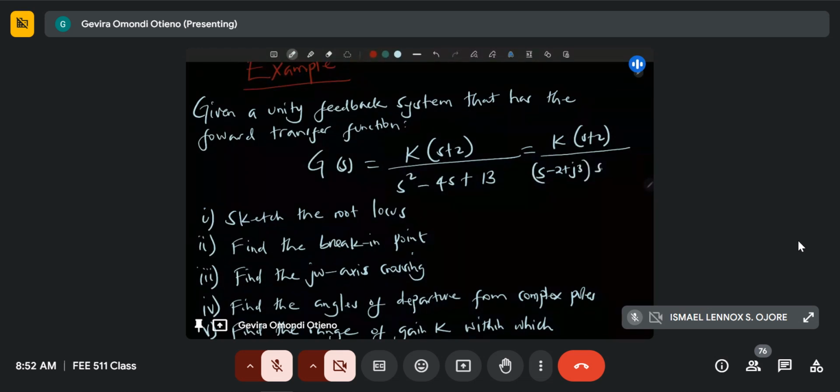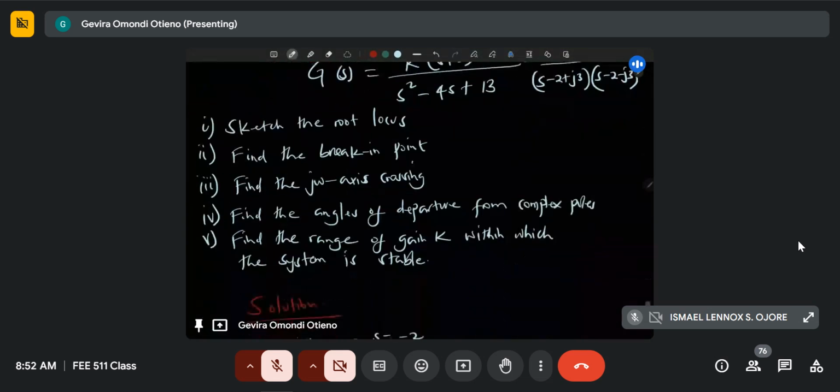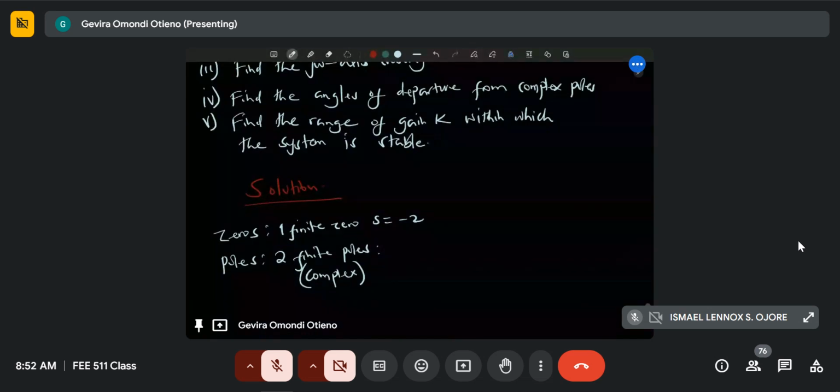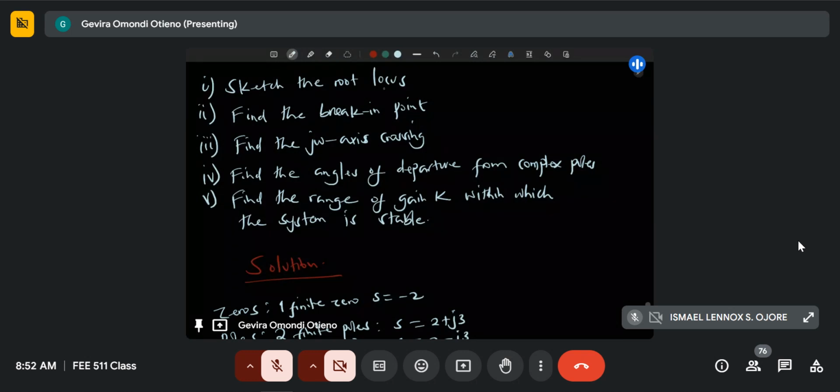And then you have S minus 2 minus j3. Okay, so the complex poles are S equals 2 plus j3 and S equals 2 minus j3, because they are complex conjugates. So now note again, we have 2 finite poles and 1 finite zero. The first question is we need to sketch the root locus.